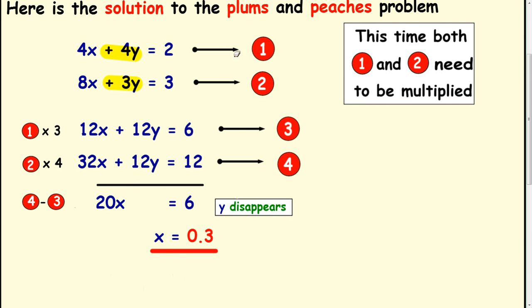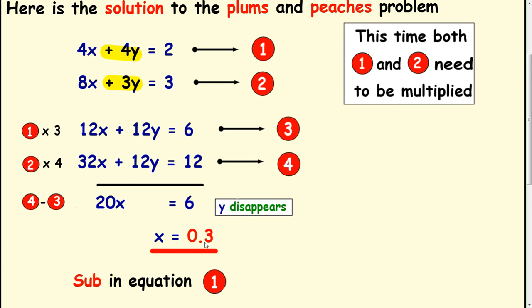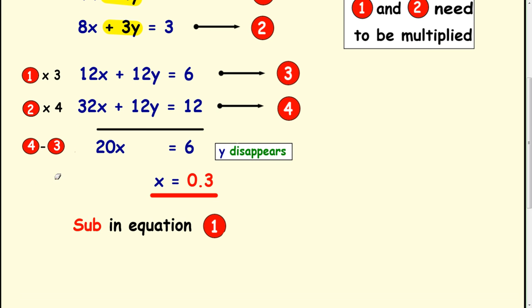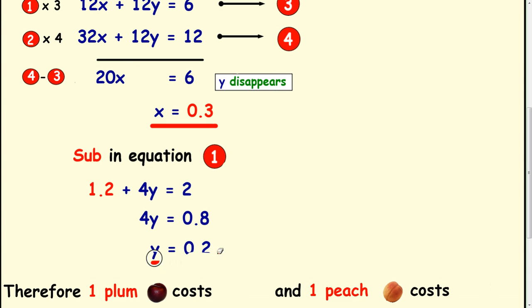So we can either substitute into equation 1 or equation 2. I'm going to go into equation 1 here, doesn't really matter. 4 times 0.3, that's what that means. 4 x's, 4 0.3's, so that's 1.2. Add on 4y equals 2. So if you take away 1.2 from both sides, you're going to get 4y equals 0.8. And if you divide 0.8 by 4, you get 0.2.